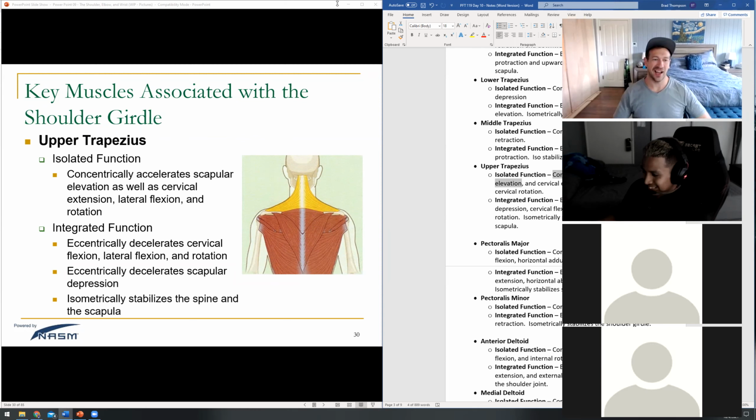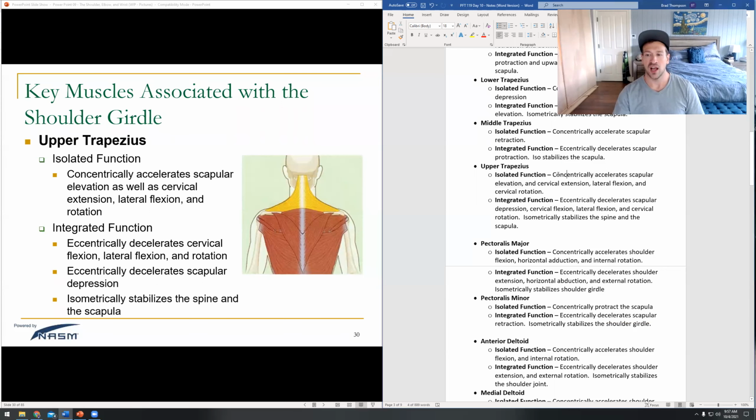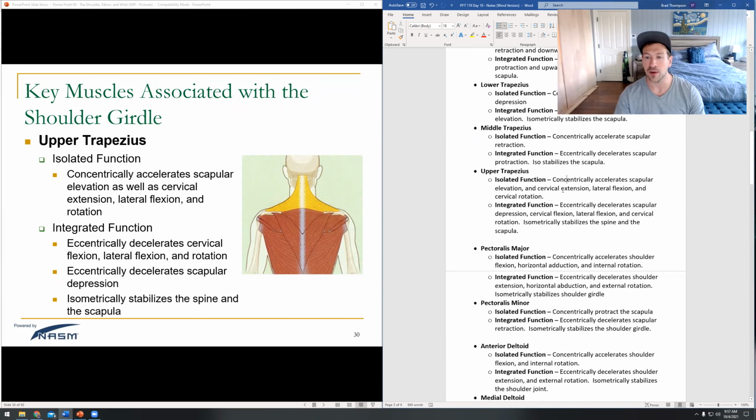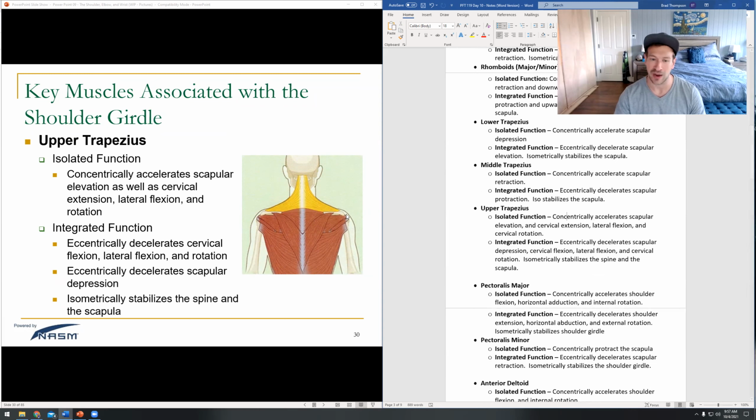So upper traps, like I said, does a lot. Therefore, it's often overactive. Elevation. Now we're starting to see these three trap fibers: the lower traps, middle traps, upper traps. The upper traps and the lower traps are antagonists. Yes, they're both trap muscles, but they are actually antagonists. This one does scapular elevation. The lower trap was scapular depression.